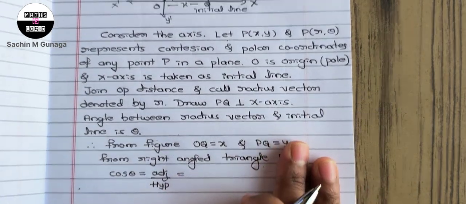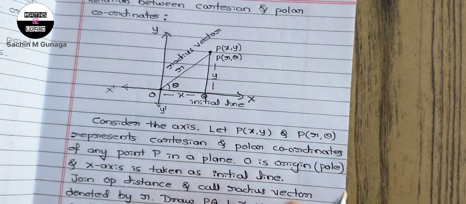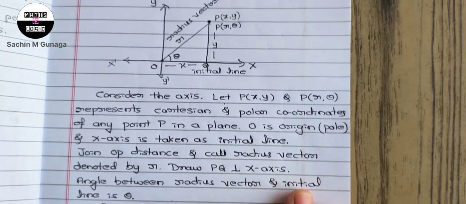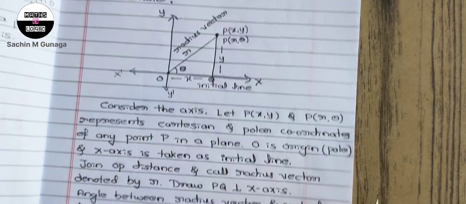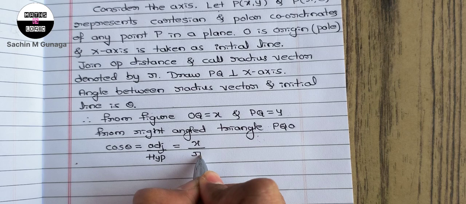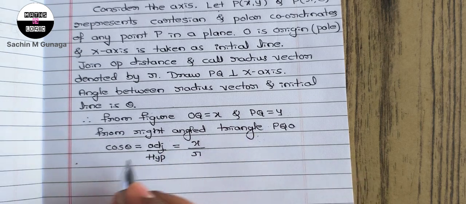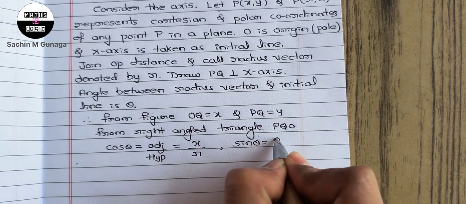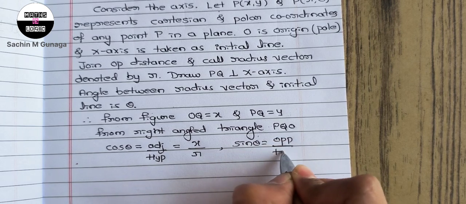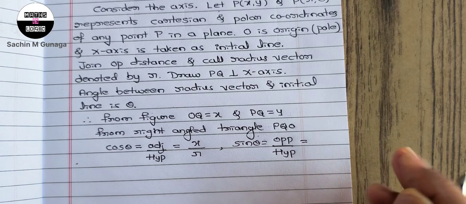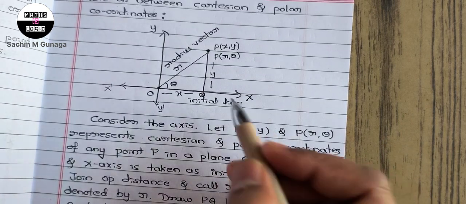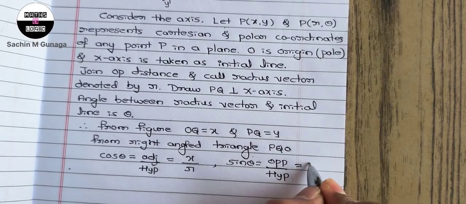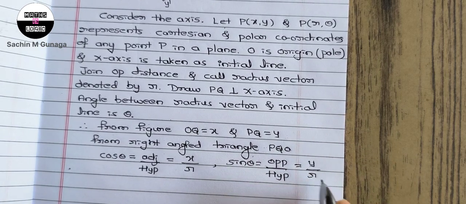We know the adjacent side is nothing but x, and the hypotenuse side is r. Therefore, cos θ is x divided by r. Similarly, the sin θ formula is opposite side divided by hypotenuse side. So the opposite is y, the hypotenuse side is r. Therefore, it is y divided by r.